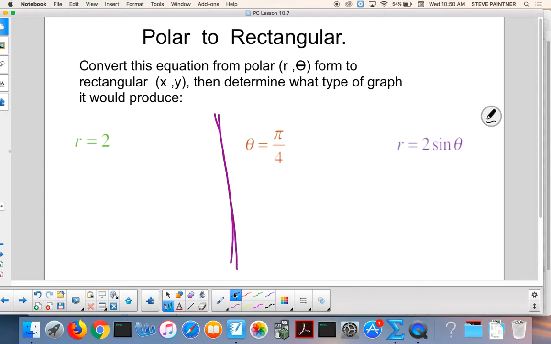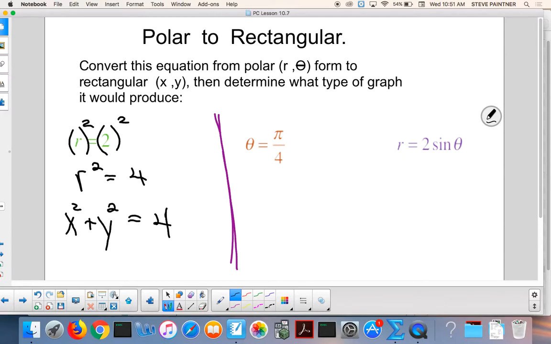But here's the deal. Sometimes when I look at this stuff, I go, r squared is this, correct? How could I make that an r squared over there? If I squared it, then I have to square this, correct? What you do to one side, you got to do the other. Then you get r squared equals 4, but what's r squared? X squared plus y squared, right? Equals 4.